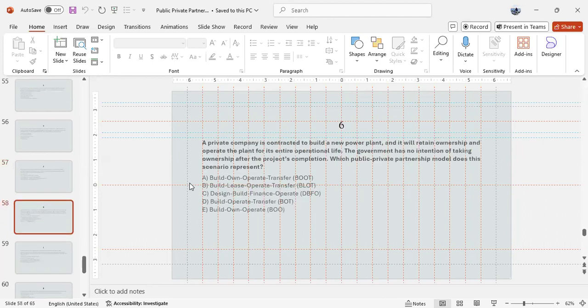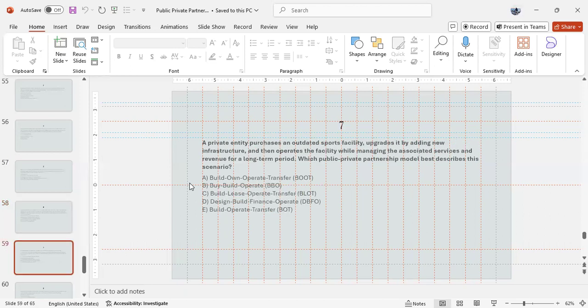Privatization. A private company is contracted to build a new power plant, and it will retain ownership and operate the plant for its entire operational life. The government has no intention of taking ownership after the project's completion. Which public-private partnership model does this scenario present? A. Build, own, operate, transfer. B. Build, lease, operate, transfer. C. Design, build, finance, operate. D. Build, operate, transfer. Or E. Build, own, operate. The correct answer is E. Build, own, operate.